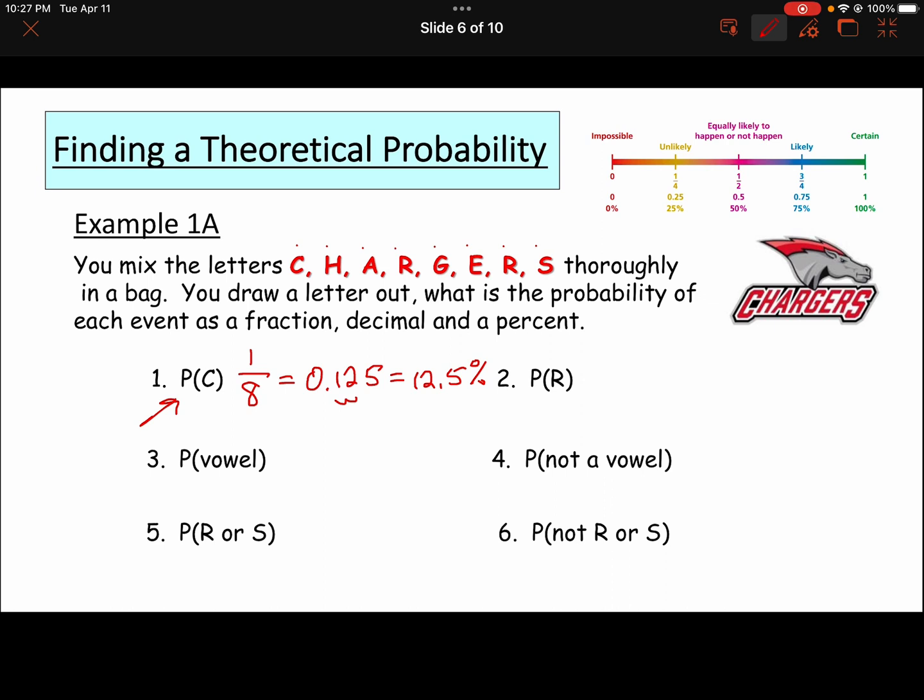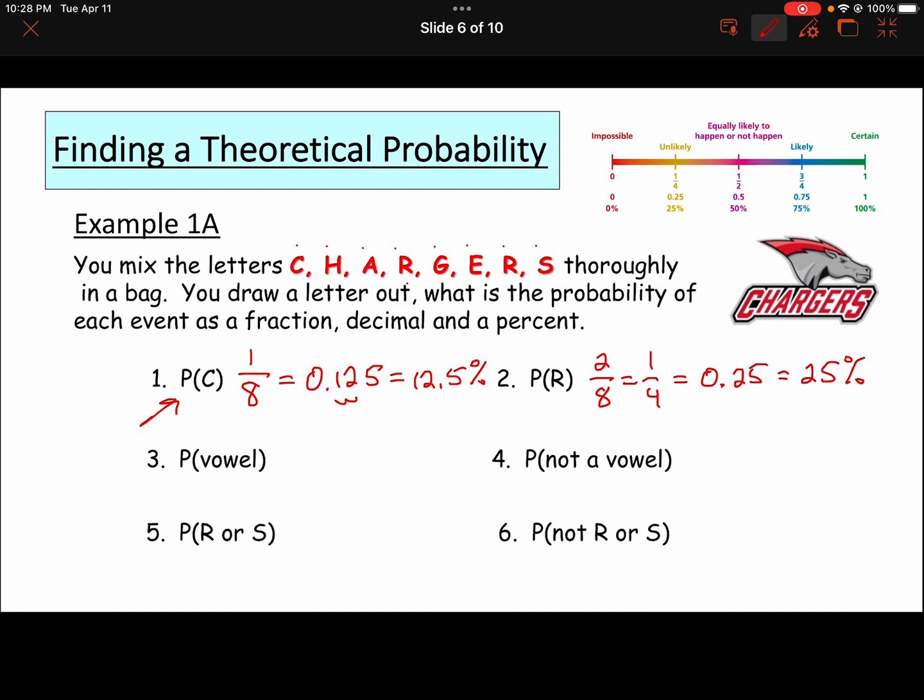Probability of an R. Well, if we look closely, we have 2 R's out of the 8. That would simplify down to 1/4, which quite honestly you should have memorized. 1 divided by 4 is 0.25, or 1/4 of a dollar. And then move your decimal point over 2 would make it 25%. So once again, that would be unlikely to happen.